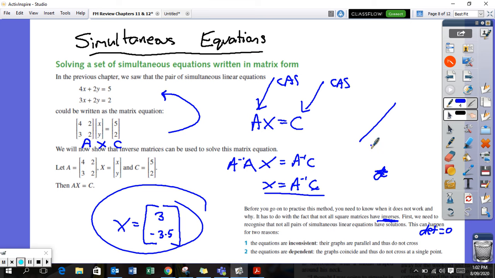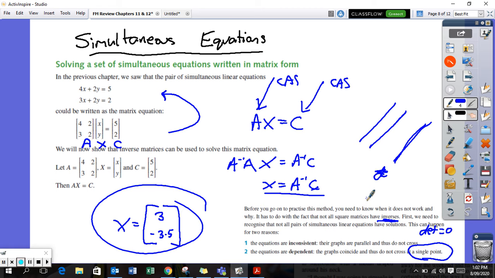basically what we're doing with simultaneous equations is seeing where the lines cross. If we've got two parallel lines, they don't cross. And the other thing is the equations are dependent, which means they're two of the same line. So they don't cross at a single point. They match up with every point. Okay, so those two situations mean there's no solution to the simultaneous equations.